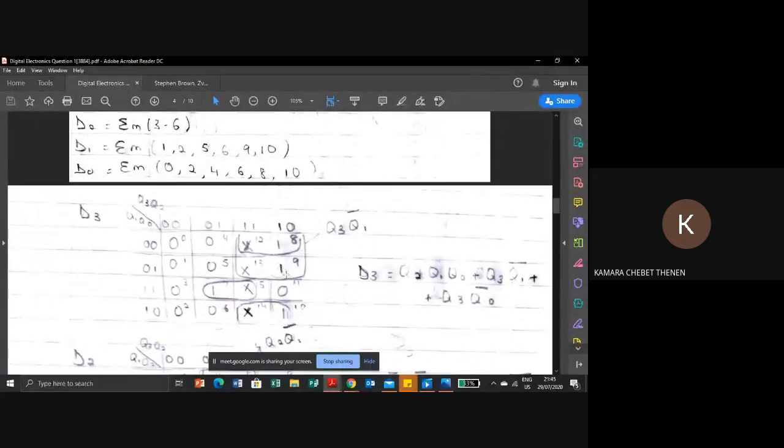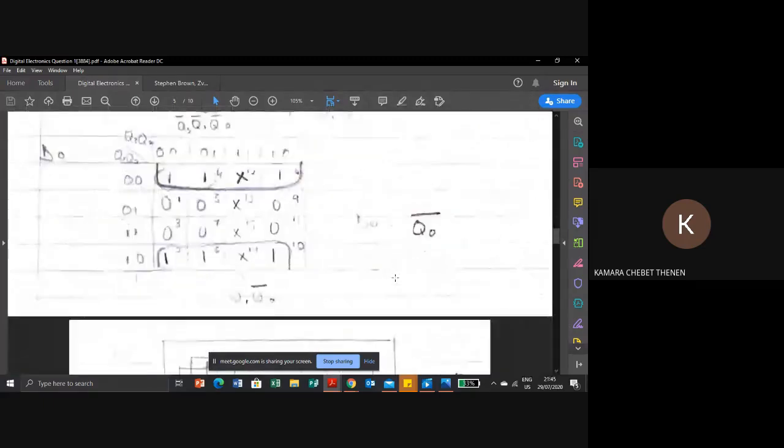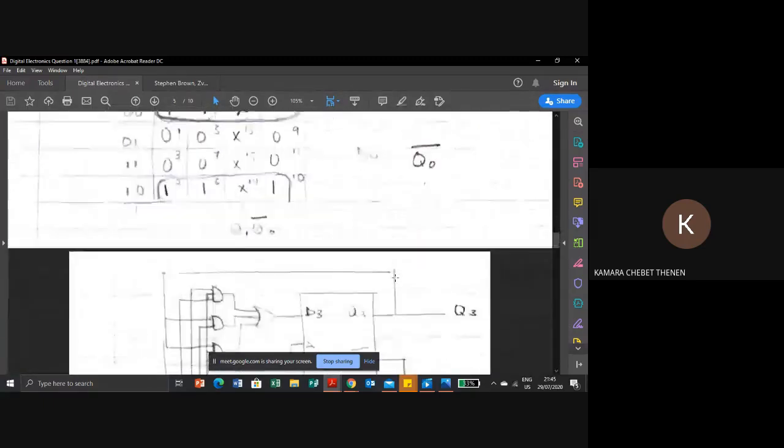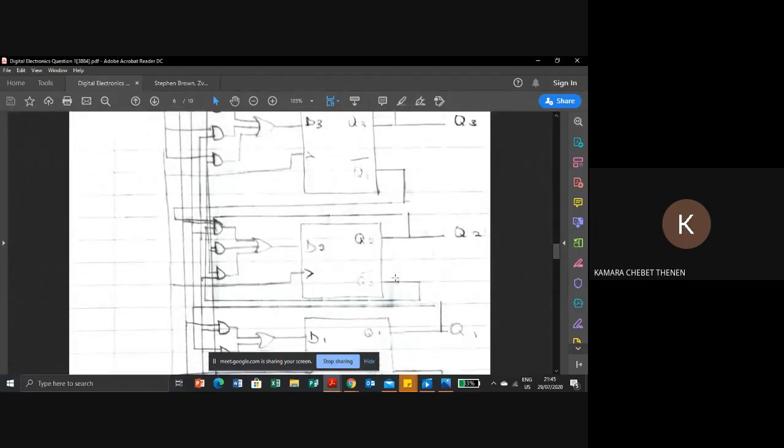And I learned today, I didn't know, that you cannot use the unused states on their own. You have to either use them with ones or zeros, depending on the table. Then you obtain your equations, and then you get your diagram, which we'll send to the group.